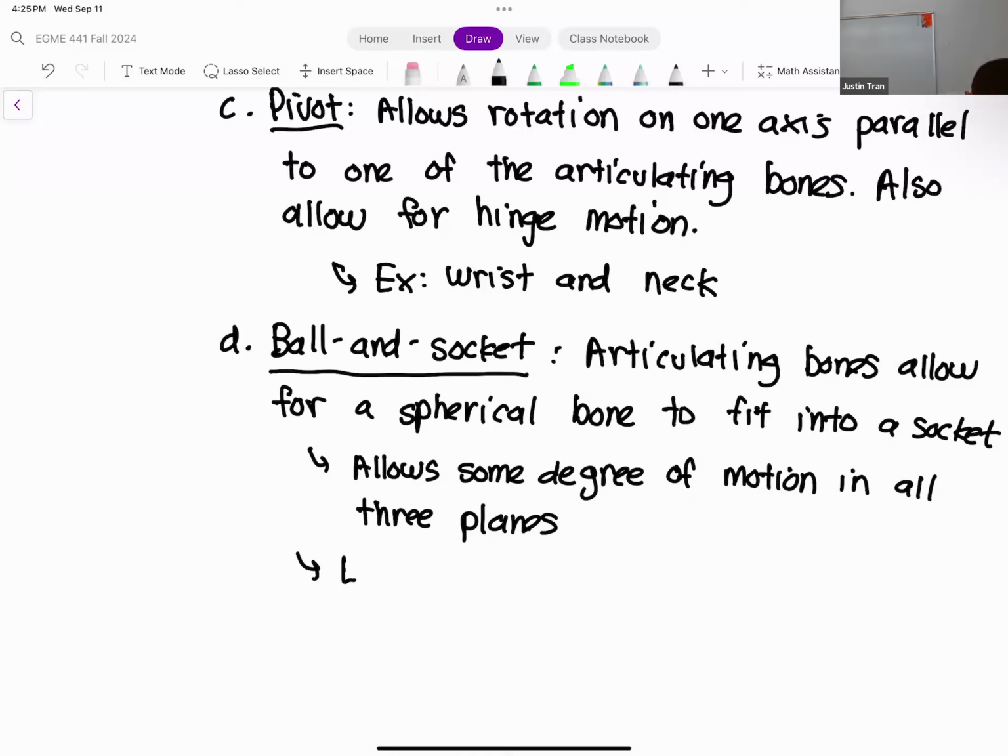And some examples of this, two joints that we're going to talk about a lot today are the hip joint and the shoulder joint. Both are characterized as ball and socket joints.